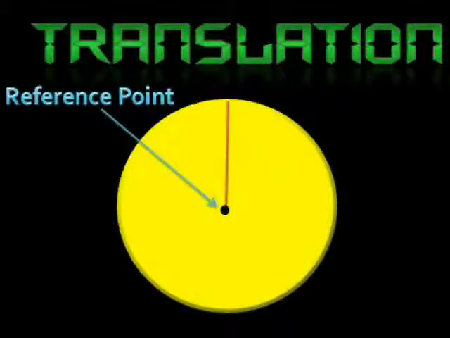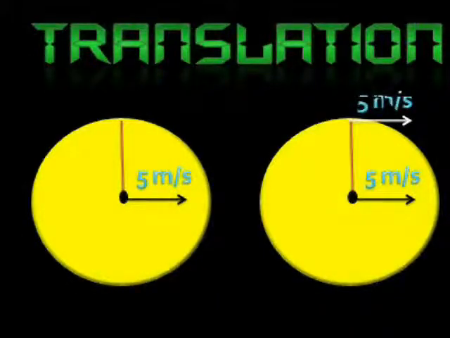Let's say for translation, I have a cylinder with a reference point whose velocity is taken as the center itself. It can be at any point, but for this one, I'll consider the center and let it be 5 meters per second. As the cylinder moves, the velocity of the center can still be 5 meters per second. Let me find the velocity of the top point. It is also 5 meters per second. The motion is just translation.